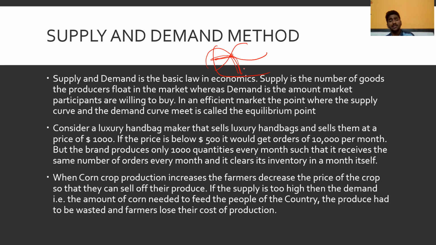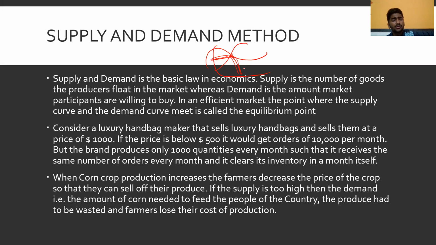Consider a luxury handbag. Makers sell handbags at a price of $1,000. If the price is below $500, you get orders of 10,000 per month. The brand produces only 1,000 handbags every month, such that it receives the same number of orders every month and creates an inventory shortage itself, creating a higher demand too.